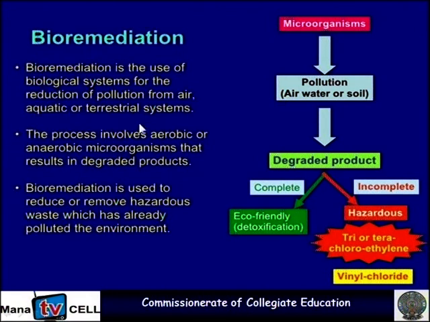This process involves aerobic and anaerobic microorganisms, which we will discuss later in detail, that result in degraded products. It is also used to reduce or remove hazardous waste which has already polluted the environment. This is the mechanism through which the microorganism degrades the pollutant and the degraded product is converted into an eco-friendly substance.